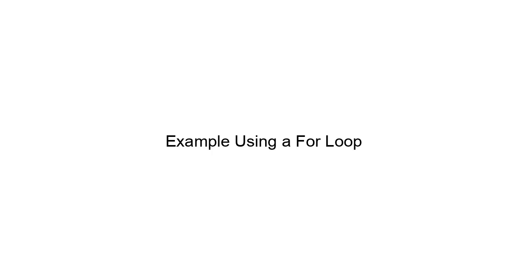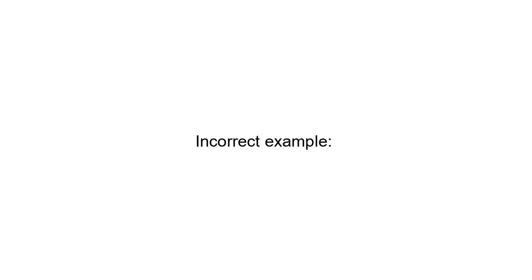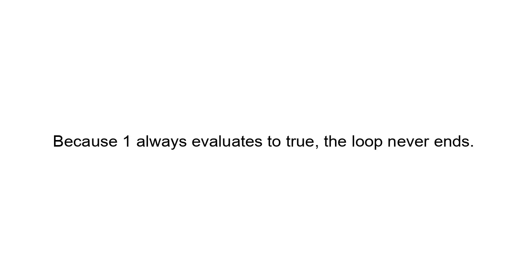Example using a for loop. Infinite loops can also occur with incorrect loop logic. Incorrect example: while 1: print("Running"). Because 1 always evaluates to true, the loop never ends.